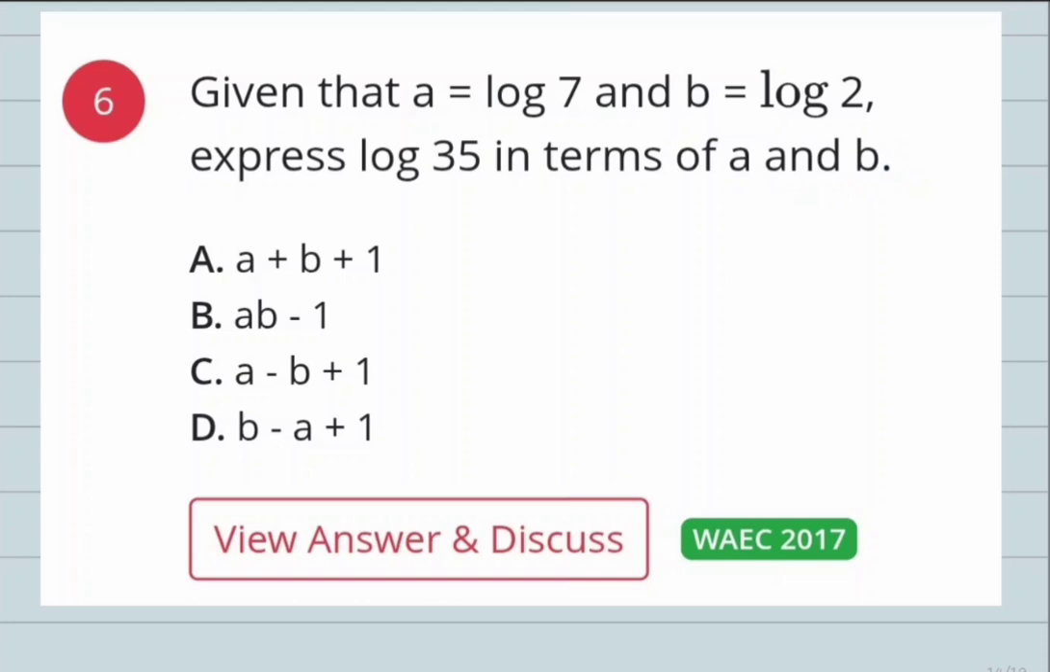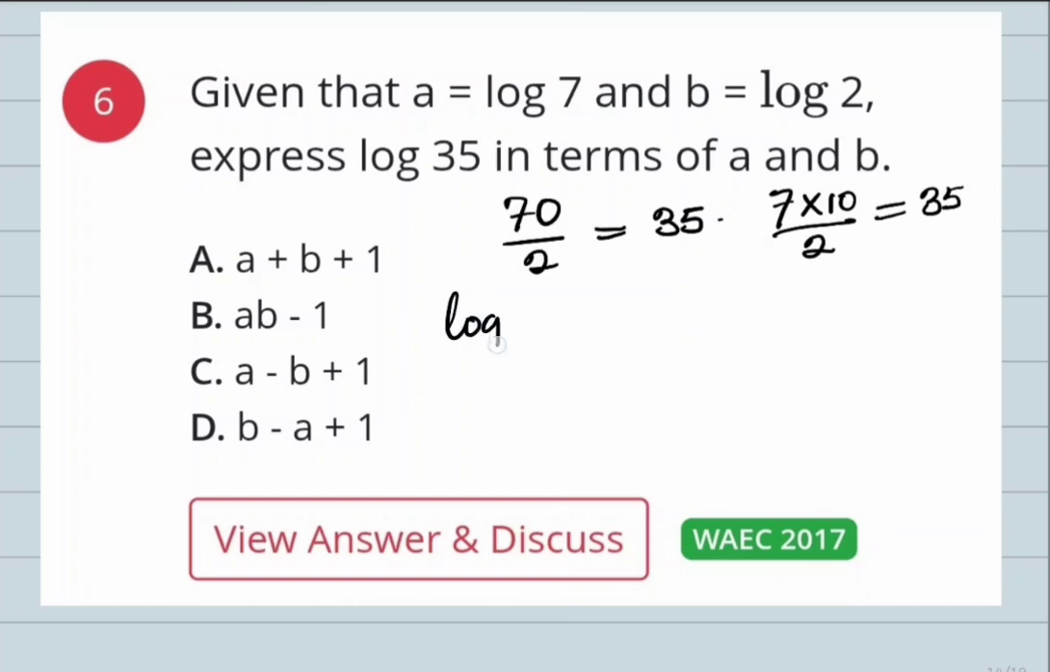We are going to use what we are given here, log 7 and log 2. From log 7 and log 2, how can we obtain log 35? I know that 70 divided by 2 will give me 35, and definitely we can say 7 times 10 divided by 2 will give me 35. So let me now put it into log: log 7 plus log 10, everything minus log 2.